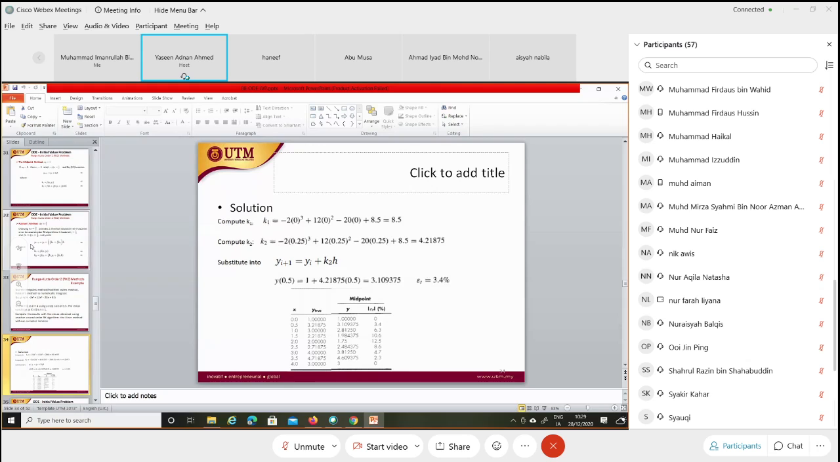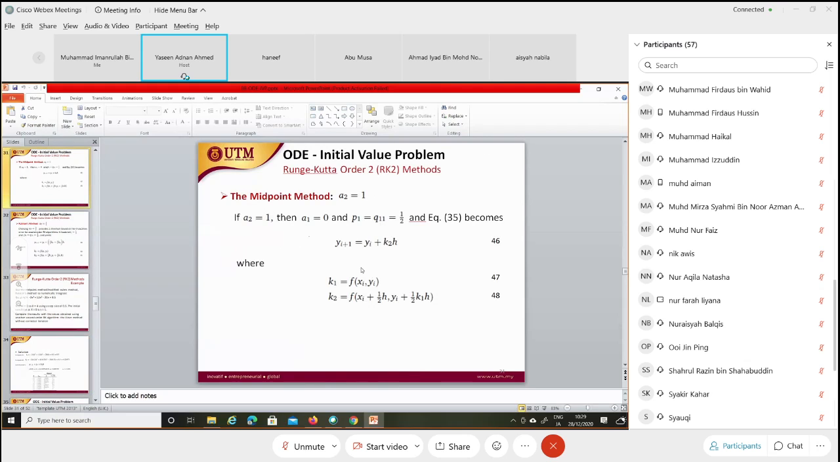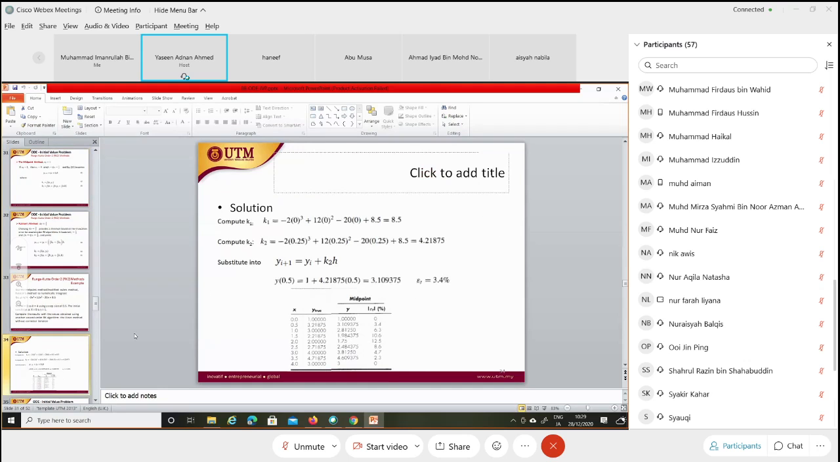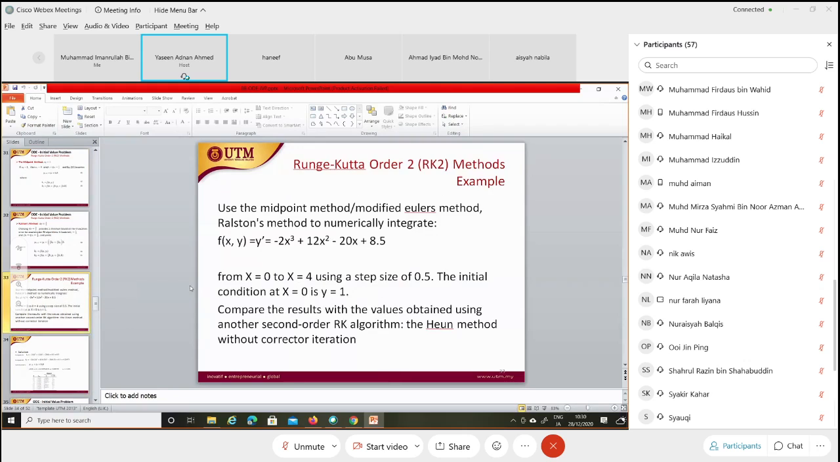So k1 will be, if you remember, this is just an example to make you understand. k1 is this derivative. Most of the time k1 is the derivative, and the derivative is already given here. This derivative expression is minus 2x cubed plus 12x squared minus 20x plus 8.5. So your k1 will be this expression, but for the value of k1 you need to consider which point: the starting point, x equal to 0, where y is equal to 1. In this case this is actually a function of x, right? So you need to put x equal to 0.